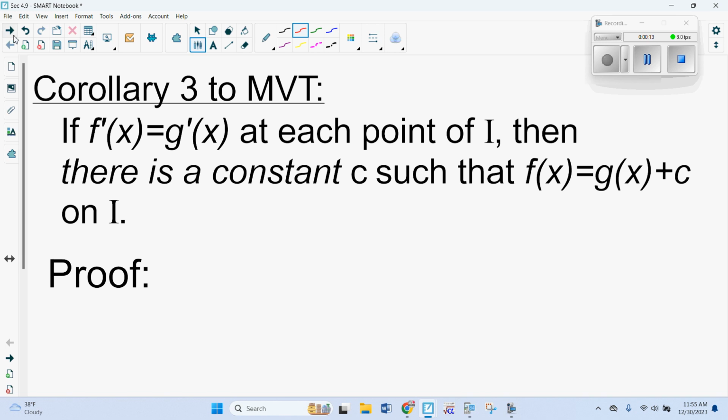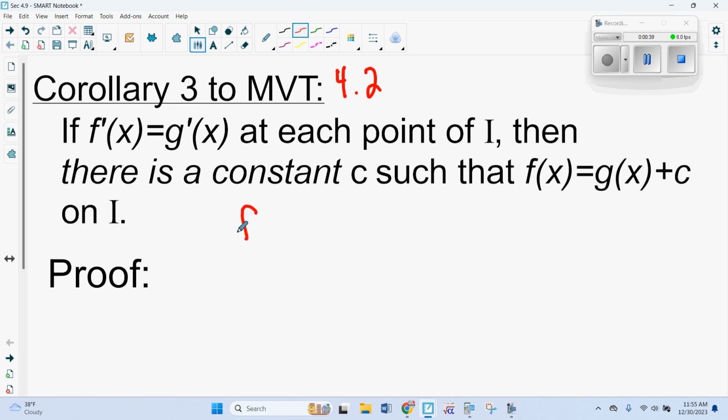Now, if you remember back when we looked at the mean value theorem in section 4.2, we talked about corollary 3. And corollary 3 said, if the derivative of f of x and the derivative of g of x are equal, then there just is a constant that is different between the two functions. And we proved this earlier, so I'm not going to go through it again.